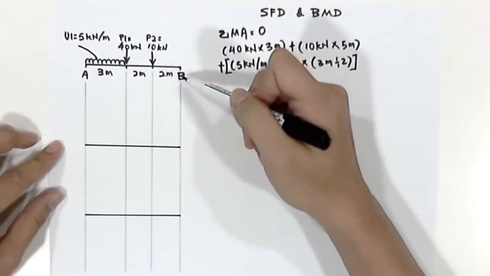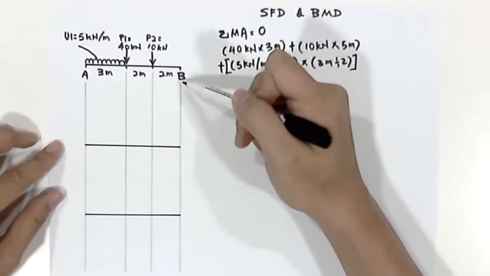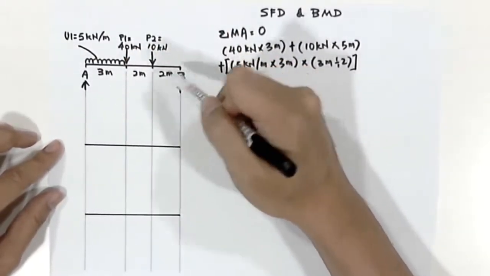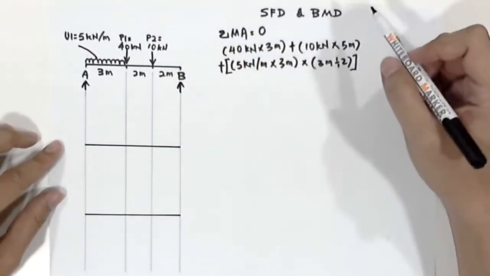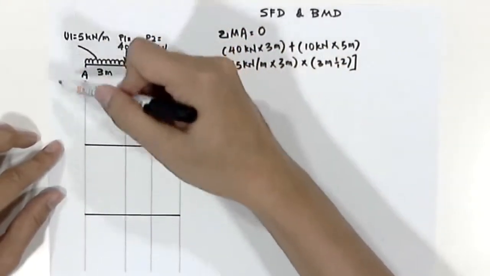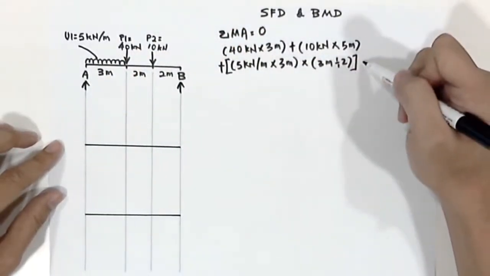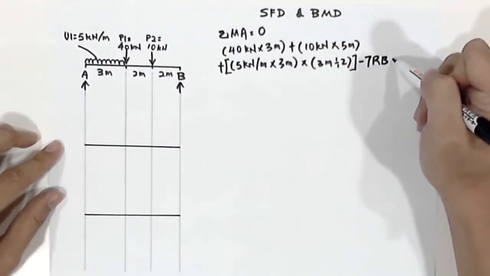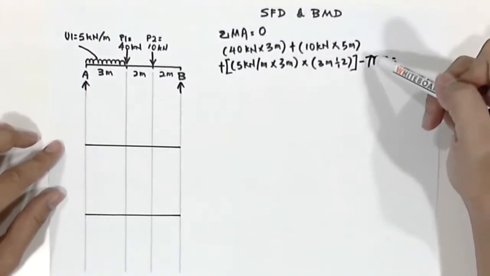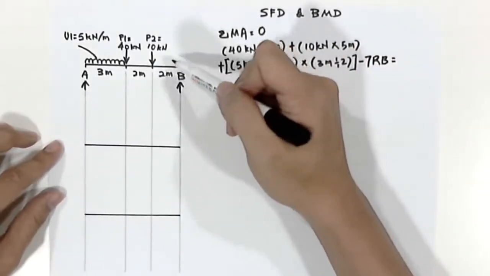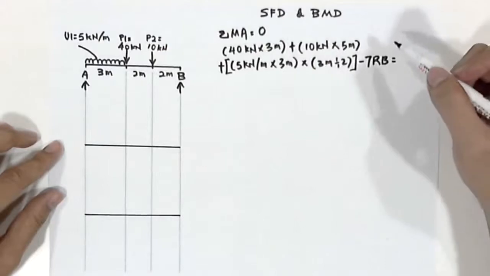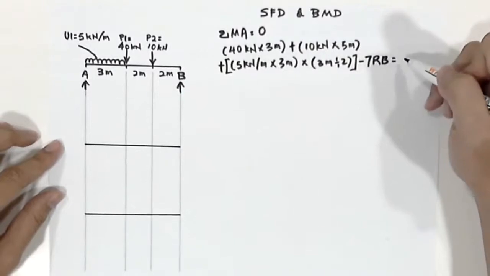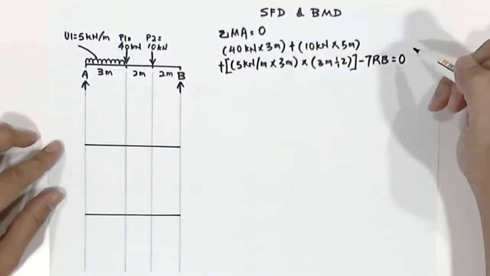And the last one will be the reaction force, RB. So we know that to counter all the load, we'll have RA and RB. RB will be an anti-clockwise force, therefore it is a negative force. Again, we have to times with 7 meter, which is the distance from point A. Again, following the formula, the whole equation will equal 0.